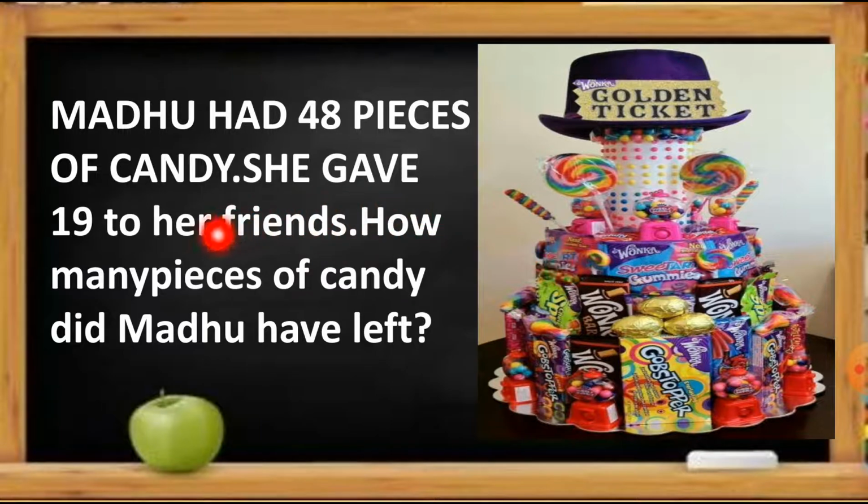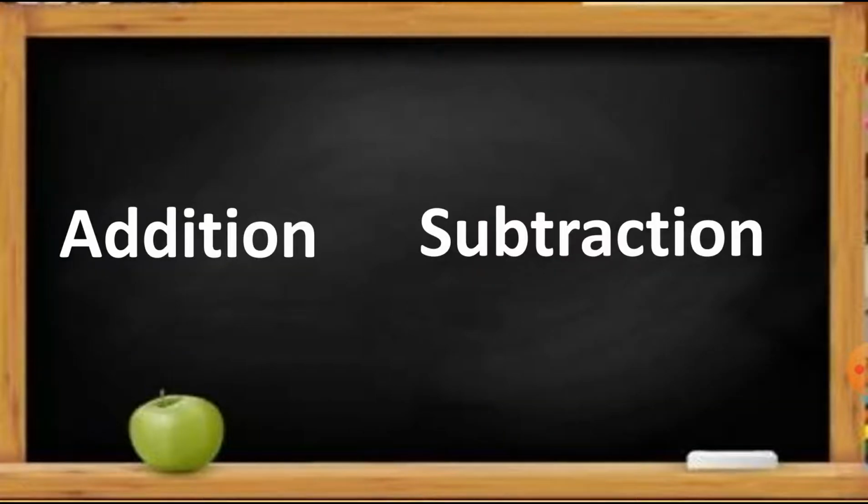So here, she shared the 19 candies with her friends. So how many are left? So students, which operation do we have to follow? Addition or subtraction? You know, this is the keyword which indicates subtraction. We have to cut the numbers. So let's see which answer will come.